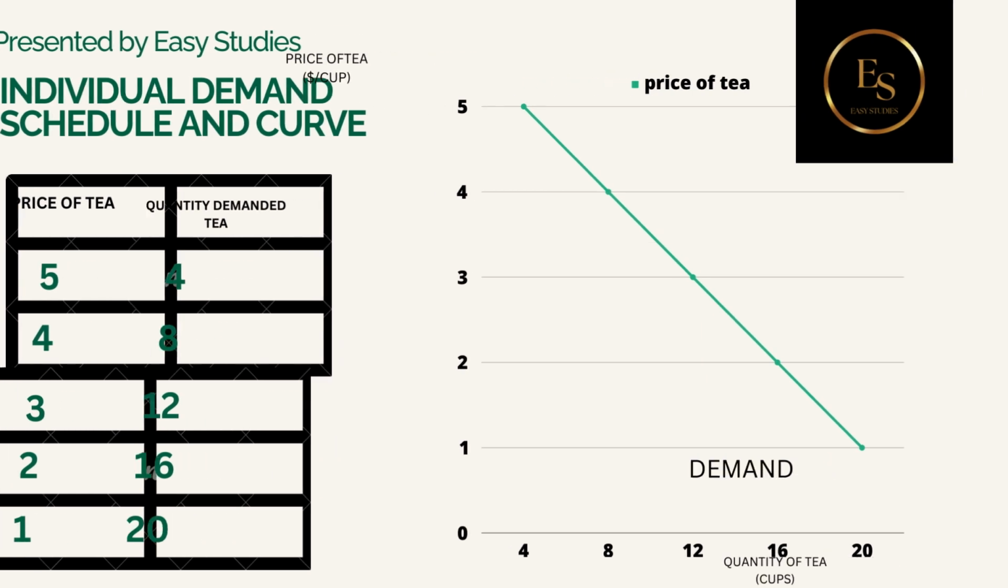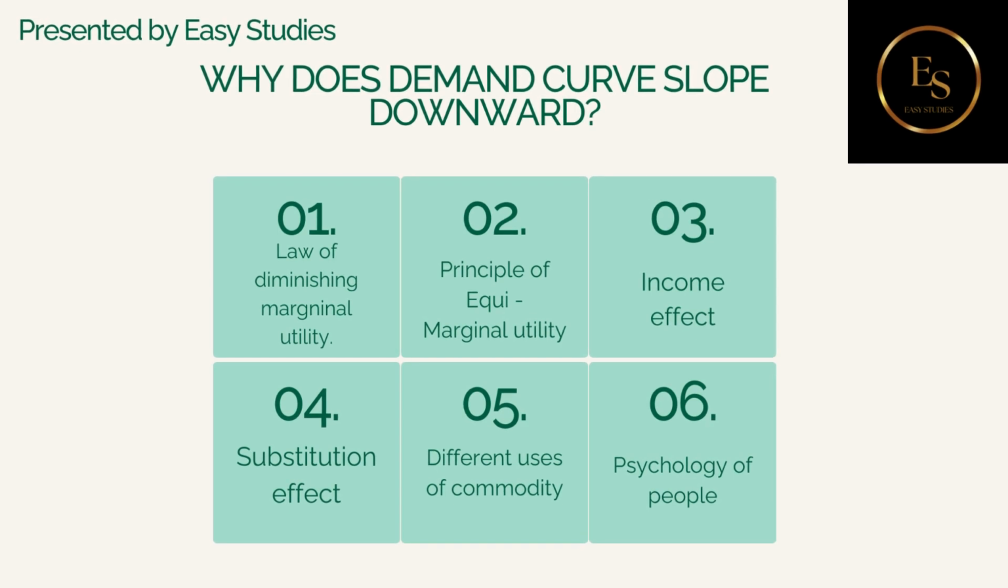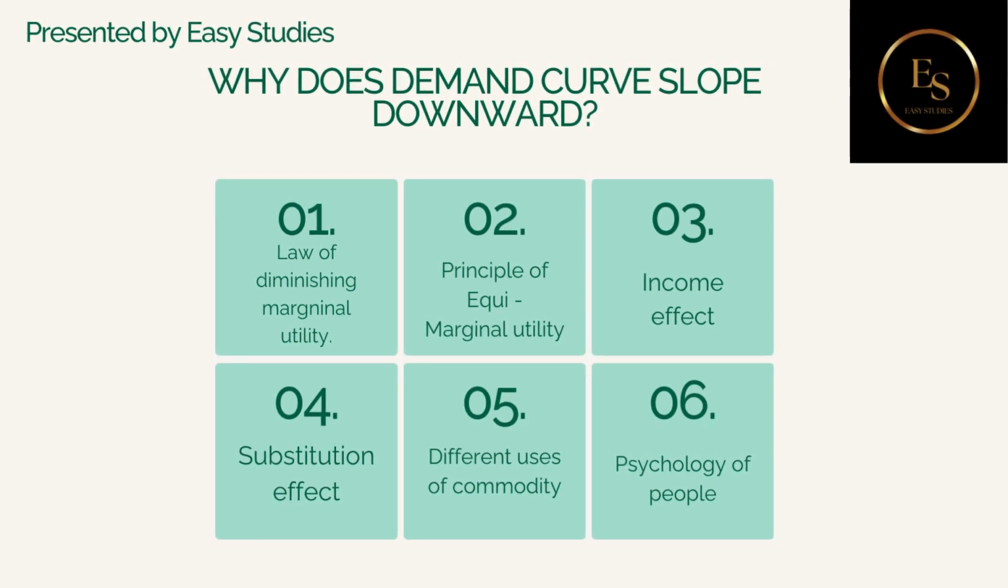Why does the demand curve slope downward? 1. Law of diminishing marginal utility. As the consumer buys more and more of the commodity, the marginal utility of the additional units falls. The consumer is willing to pay only low prices for additional units. 2. Principle of equi-marginal utility. The consumer will arrange his purchases in such a way that the marginal utility is equal in all his purchases.